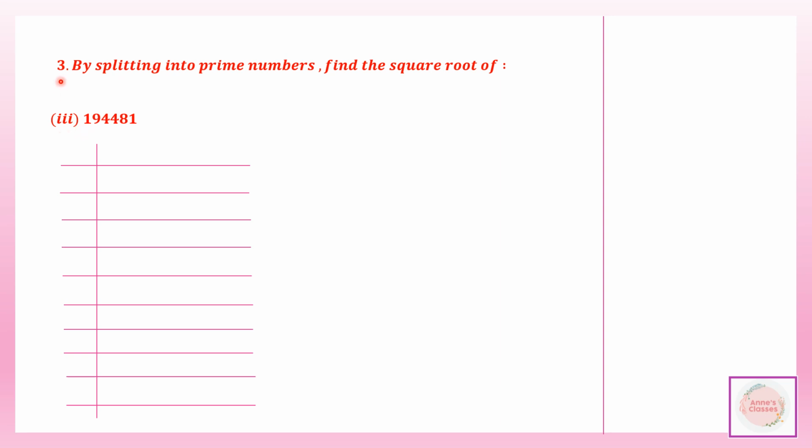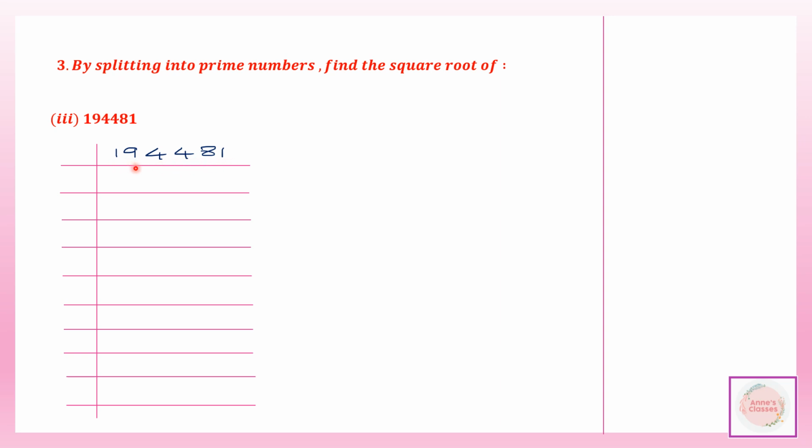So the third question, in question 3. So we have to find the prime factors of 1,94,481 and then find the square root. So let's begin. Let's write that down. 1,94,481. Now is this number divisible by 3? We have done tests of divisibility, isn't it? So in that, to find if a number is divisible by 3, we have to add up all the numbers. So let's add up all these digits here and see.